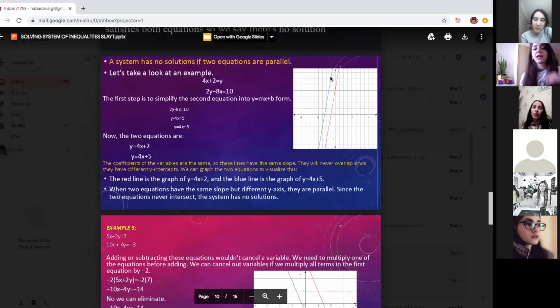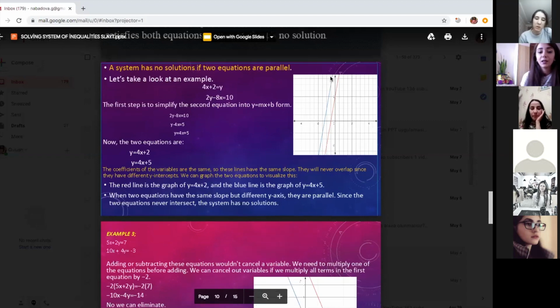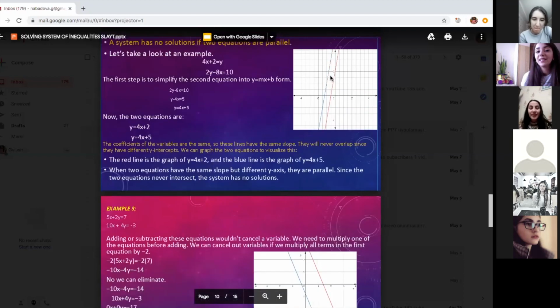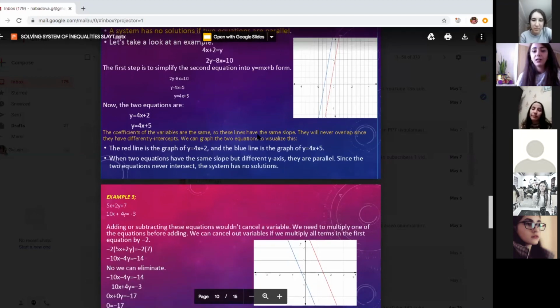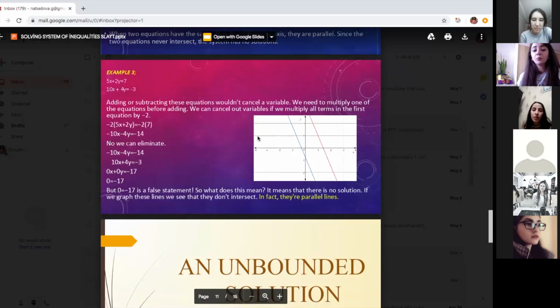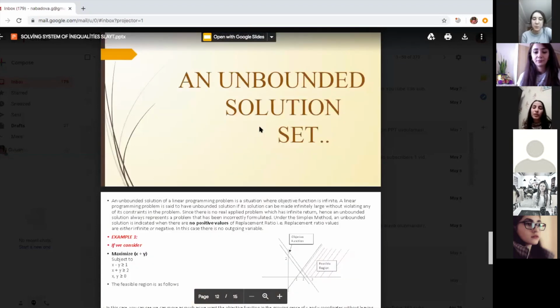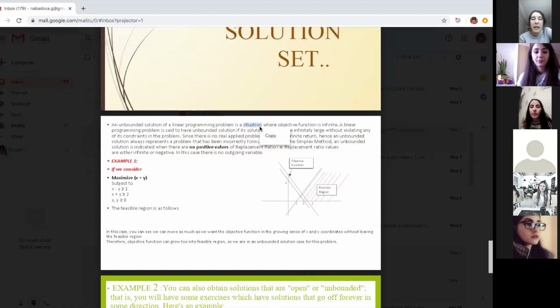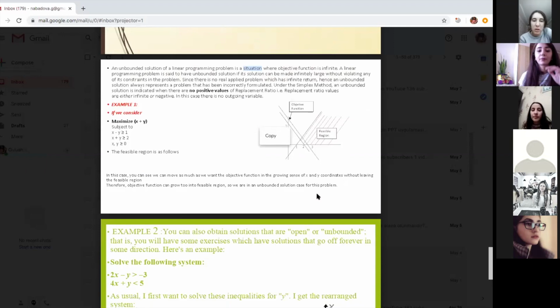In which conditions does a system show no solution? You mentioned that a system has no solution if two equations are parallel, yes? If two equations are parallel, then the system has no solution. And next, an unbounded solution set. Yes, last, unbounded solution set.